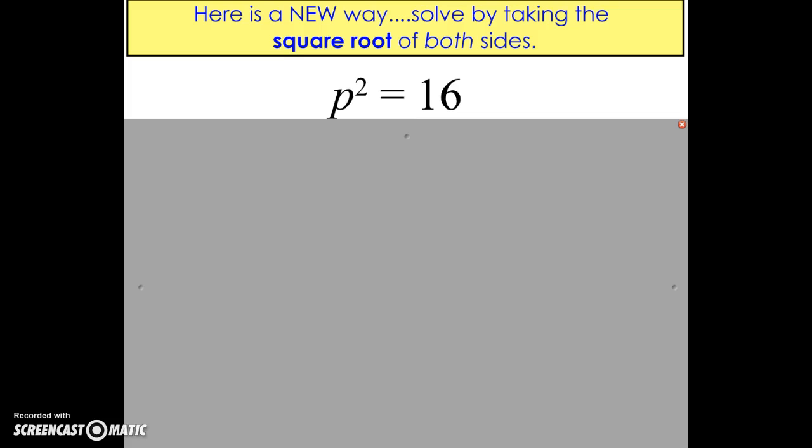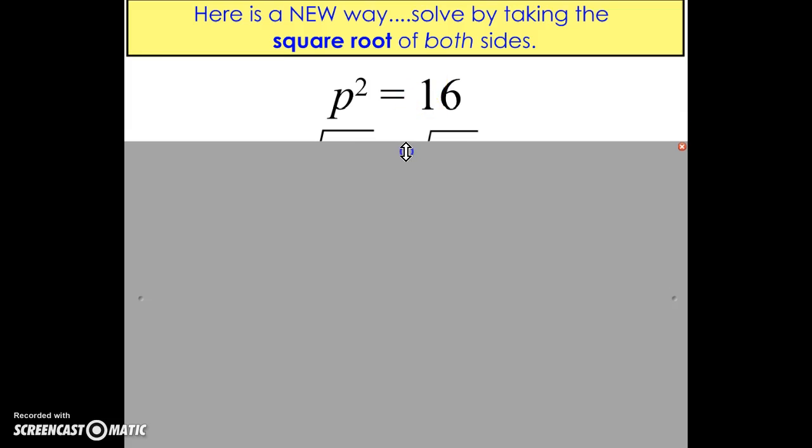So a new way that we can solve it is, remember anything that you do to one side of the equation, if you do it to the other side of the equation, then it's still equivalent. Like if I add 5 to both sides, they're still equal. Or if I multiply one side by 2, then I have to multiply the other side by 2, and they're still equal. Well, if I take the square root of one side and the square root of the other side, then they're still equal.